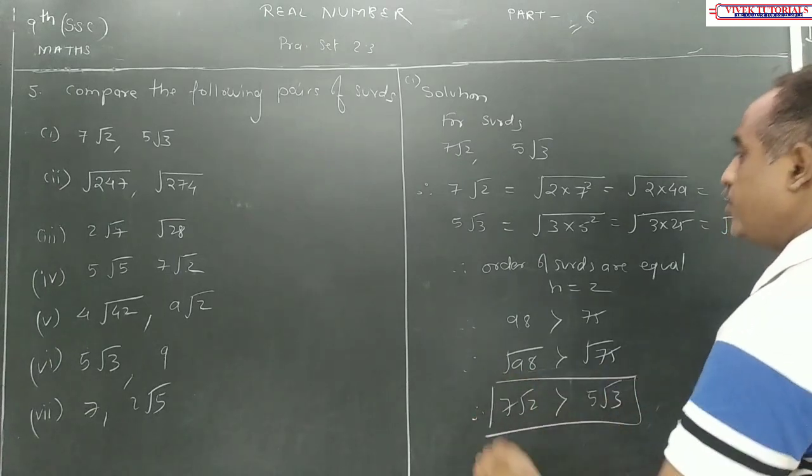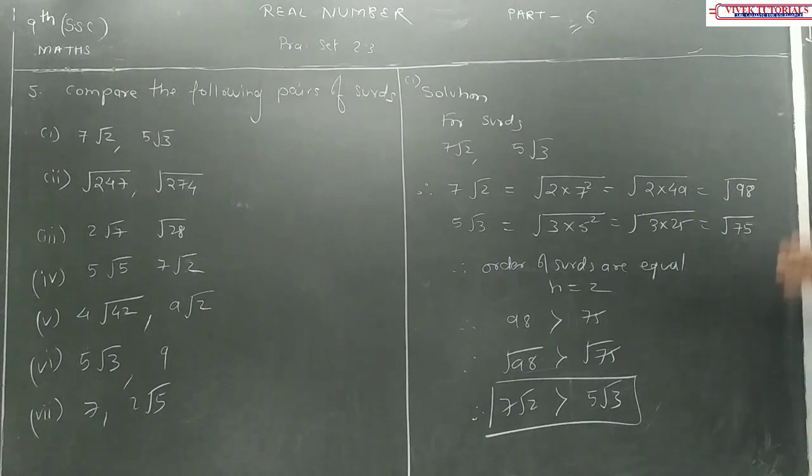This is the way you are going to do the sum. This is the way you are going to compare the surds. So I think you understood how to do it. Okay. So copy down it properly.